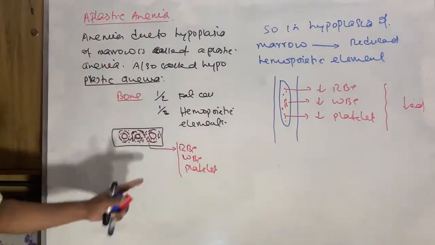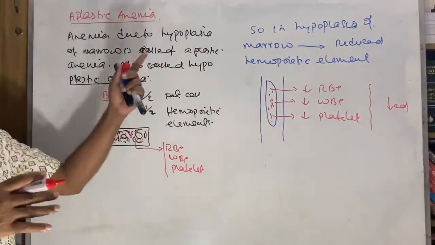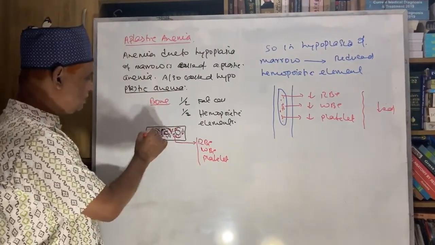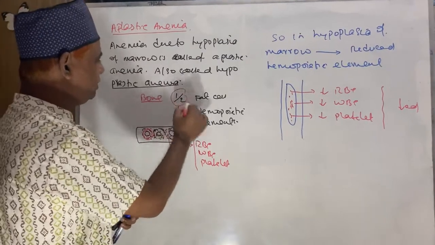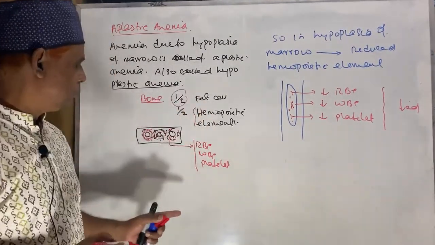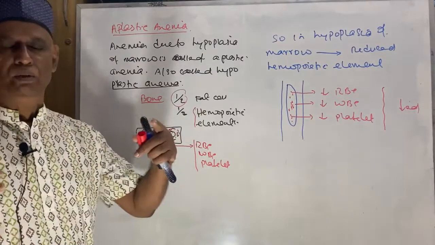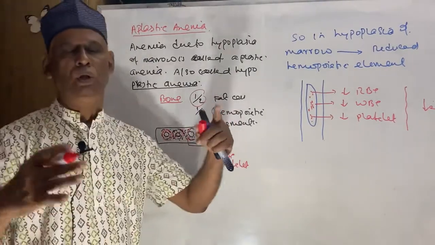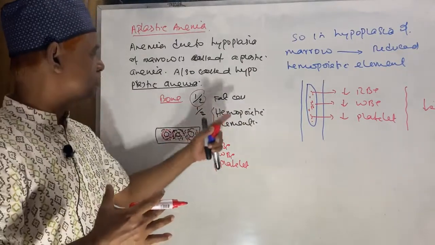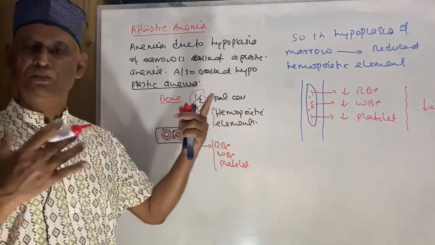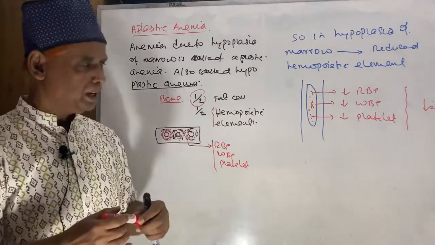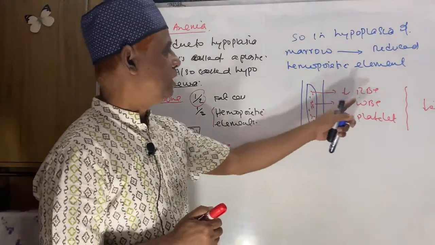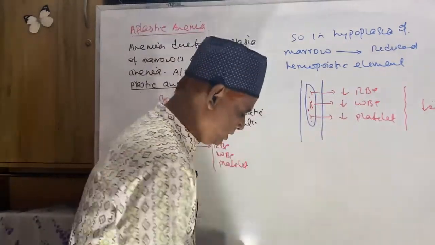So how may hemopoietic element be decreased in hypoplastic anemia? It may be due to increased fat cell. If the fat cell is increased, there will be decreased hemopoietic element. In other words, if there is fibrosis in the bone marrow, there will be decreased hemopoietic element. So there are a lot of causes of decreased hemopoietic element. One is increased fat, another is bone marrow fibrosis. And if there is decreased hemopoietic element, RBC, WBC, platelet, all will be decreased.